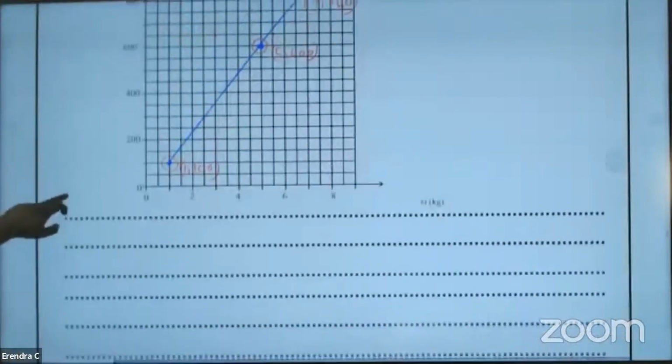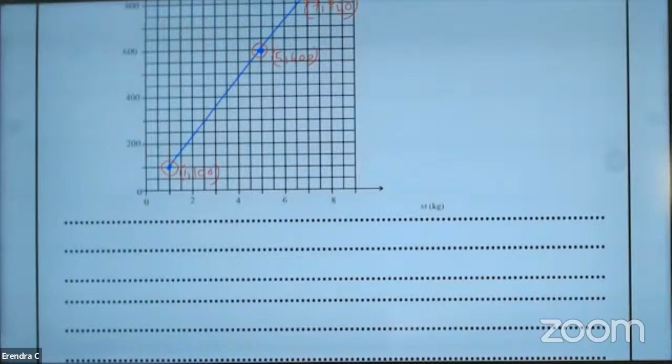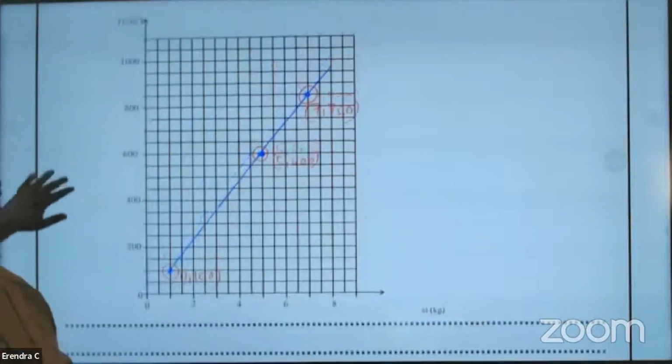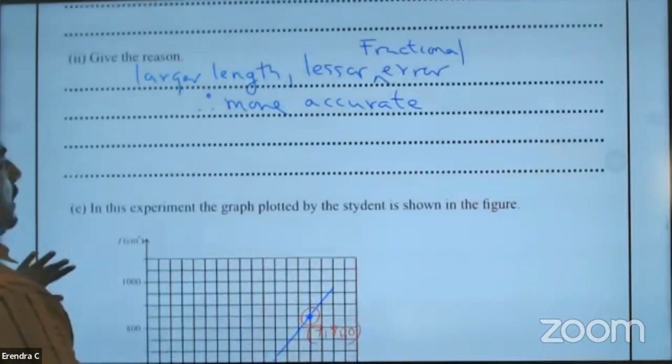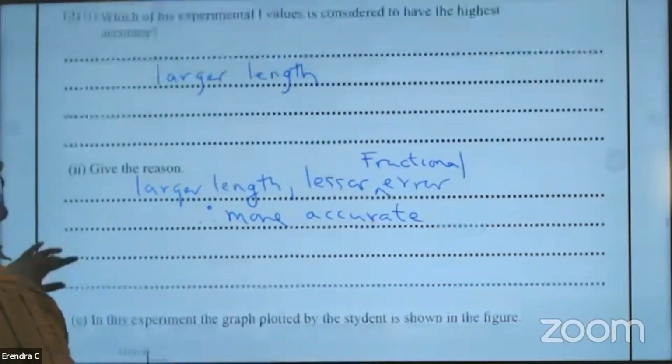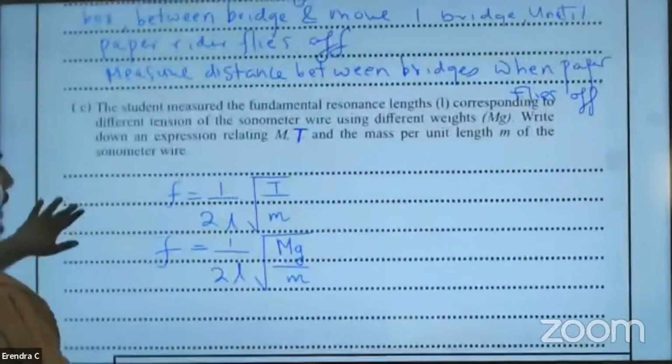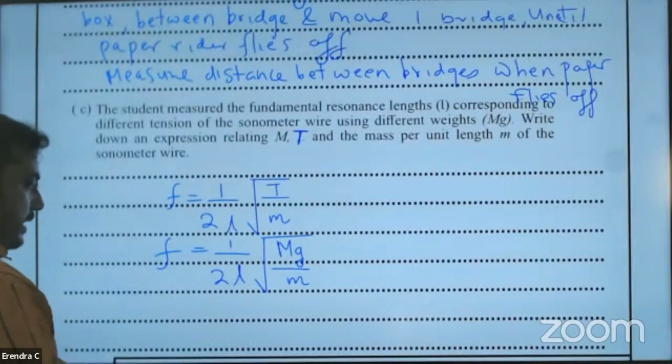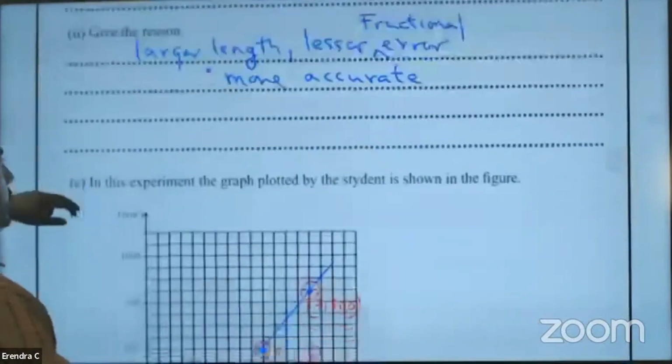Okay, that's all. That's all they're asking. Right. Next one. So here, if you look at it, look at the graph now.